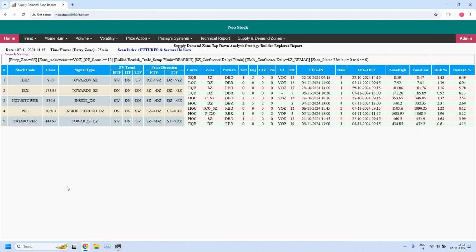So in all these 5 stocks, EMA confluence is there, daily EMA confluence. See here in the EMA confluence, daily supply zone with daily EMA confluence. And also 75 minute supply zone is part of the daily supply zone. So all these 5 stocks are high probability setup stocks. Next, let us look for LTF, ITF and HTF supply zone confluence.